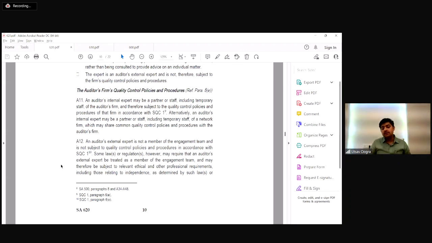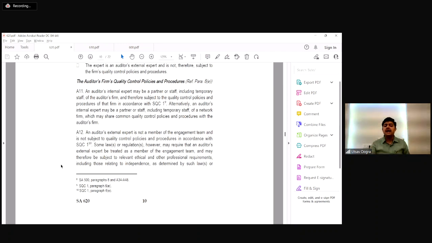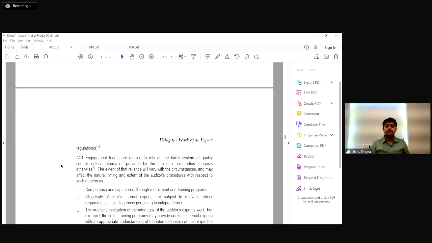The auditor's external expert is not a member of the engagement team and is not subject to quality control policies and procedures in accordance with SQC 1. Some law or regulation, however, may require that an auditor's external expert be treated as a member of the engagement team and may therefore be subject to relevant ethical and other professional requirements, including those relating to independence, as determined by such law and regulations.